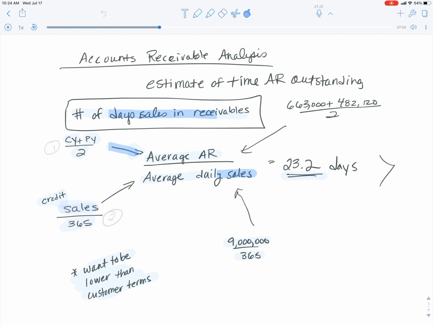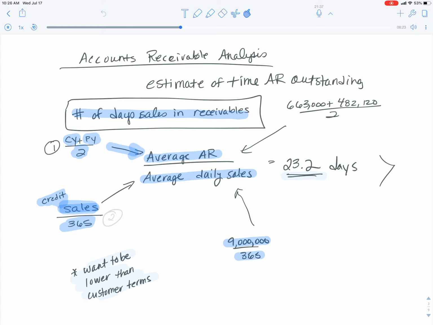Then, to get the average daily sales, we're going to have to find our sales number, only our credit sales. So we're not worried about cash sales here because cash we already received. Those aren't going to be receivable. So we're only worried about those that are receivable. So credit sales divided by 365 days. So in your example financial statements, you can see that our sales are $9 million, and I believe we're just assuming they're all credit sales. Dividing that by 365. You want this number to be lower than the credit terms.